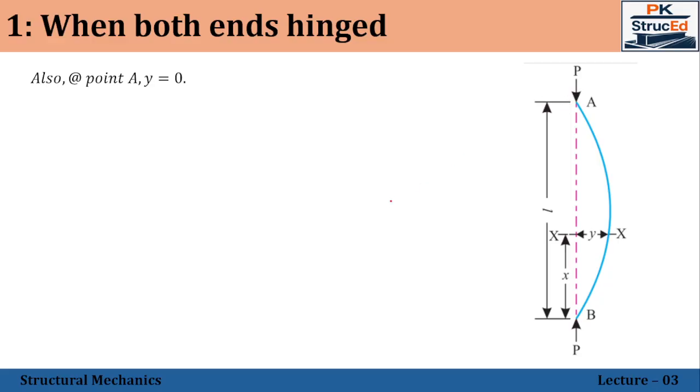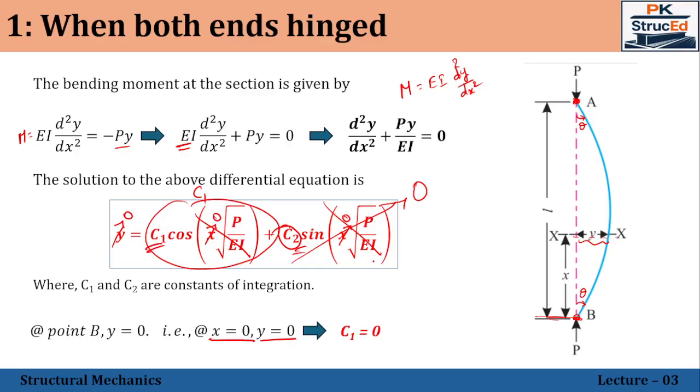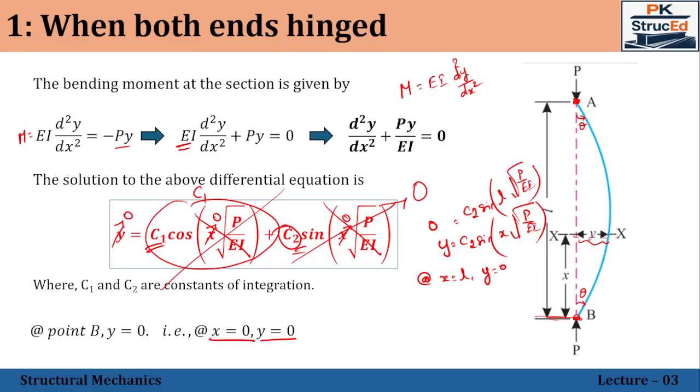Now already we found the value of C1, that is 0. So the remaining equation you will be getting is y is equal to C2 sine x into root over P by EI. That's it. Because already we found C1 is equal to 0, this entire component will become 0. So this is the one that we are having, and we are treating at x is equal to L, y is equal to 0. So substituting, on the left side we will be getting 0, and on the right side you will be getting C2 sine L into root over P by EI. That's what has been written here.